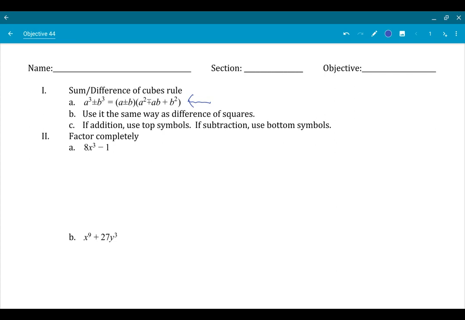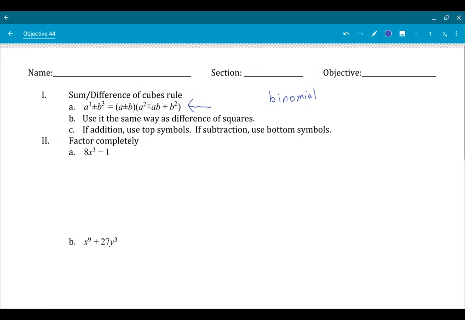We do use it in a very similar way to the difference of squares, in that if we meet the criteria, we are allowed to use the rule, and then we just go ahead and apply the rule. So the two criteria that you need for using this sum and difference of cubes rule is the expression has to be a binomial. So it has to be two terms. Cubes rule does not work for trinomials or four-term polynomials or anything other than binomials. And everything has to be perfect cubes. That's it.